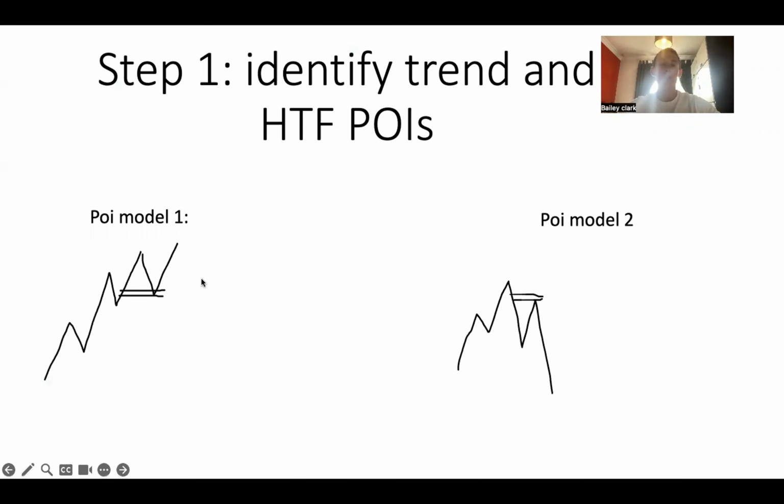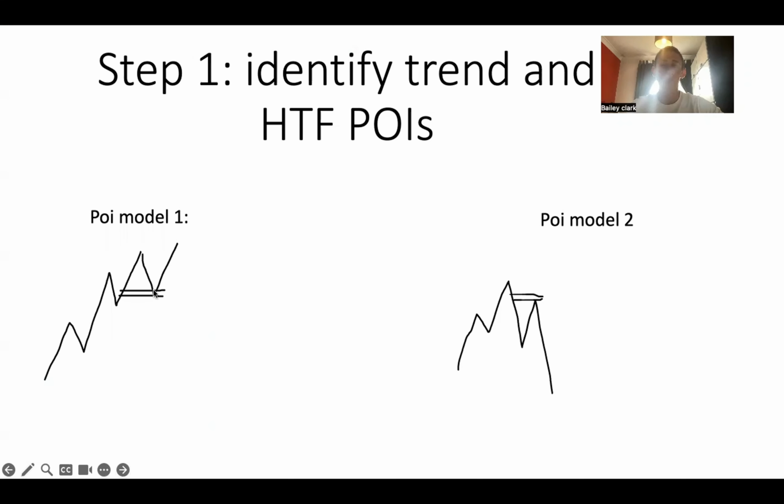And the 2 entry models that we're going to use for our point of interest: if price is clearly in a trending market on the higher time frame, and we are printing, for a bullish example, higher lows and higher highs, we want price to pull back into a discount of the current leg of the trend, meaning it has to pull back at least past the 50% of the leg of the trend. So the leg being this low to this high.